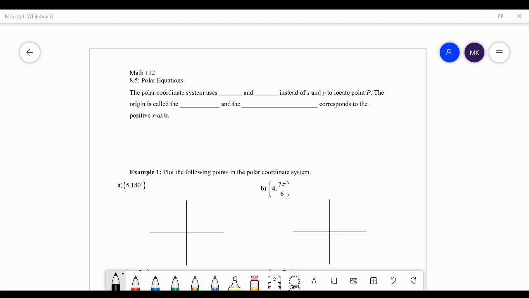Quick note beforehand, I do have a little bit of a runny nose cold situation. So if I'm sneezing or blowing my nose, I apologize. Try and keep it off camera.